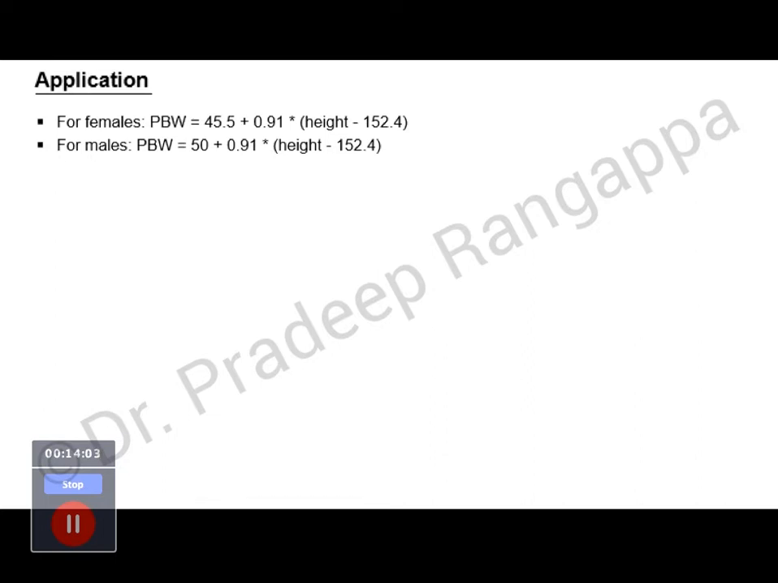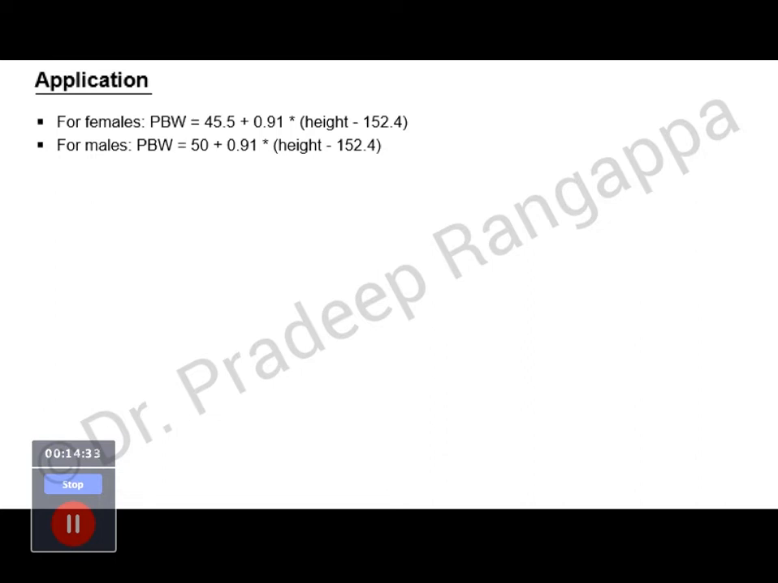So we spoke about low tidal volume. How do you apply low tidal volume? The first step in any ARDS is you have to calculate predicted body weight. For females, that's the formula: 45.5 plus 0.91 times the height of the patient minus 152.4 centimeters. That's how you determine predicted body weight, because the tidal volume you set is related to the predicted body weight that you calculate.